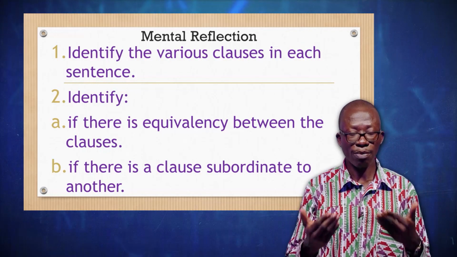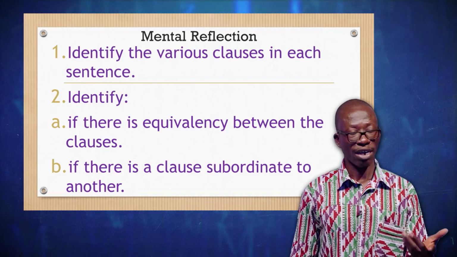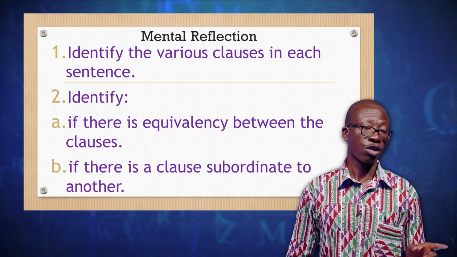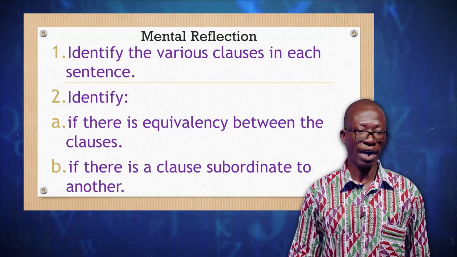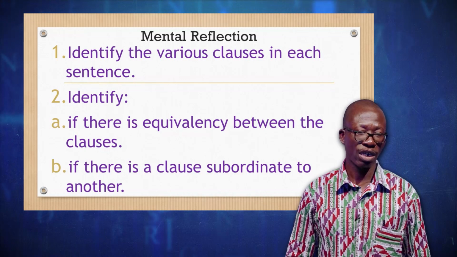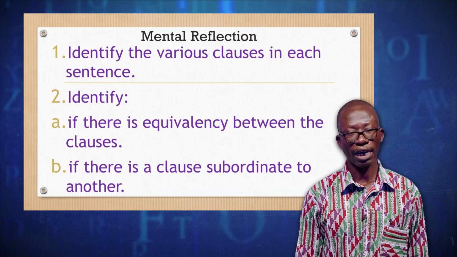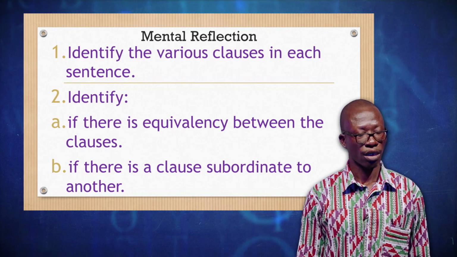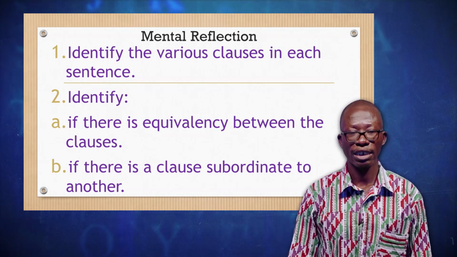We are going to subject this passage to these 2 questions. First of all, we identify the clauses, and second, the clauses we shall identify, we find out whether they are of equal weighting. If they aren't of equal weighting, which one is subordinate to the other? Having said this, let's have the passage. We shall read the passage quickly and then move into analyzing it.